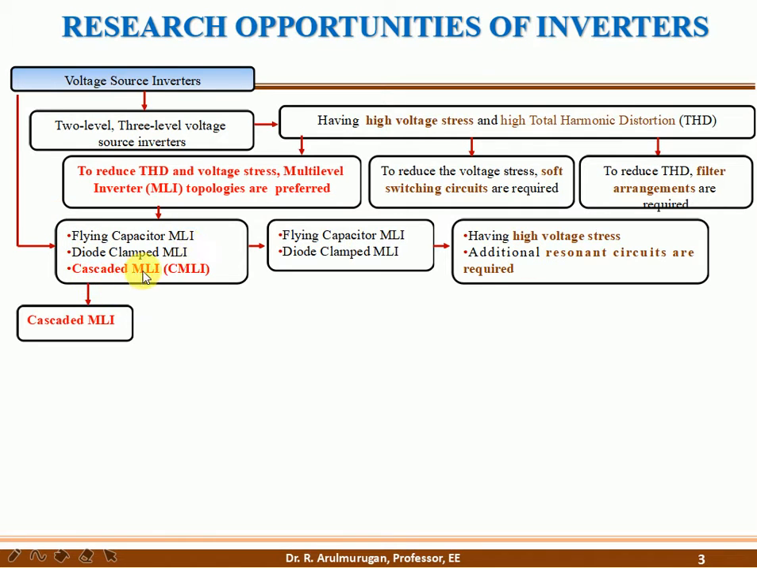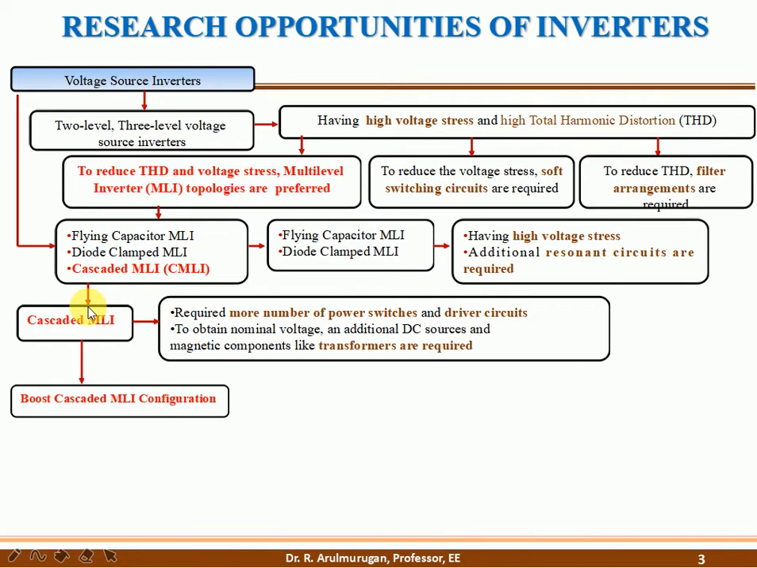Then the cascade multi-level inverter. Cascade means a series connection, so more switches are used to drive the circuits. It does not require any transformers. To obtain the nominal voltage, additional DC sources are needed, and magnetic components act as the DC source, working like the transformer method. So DC sources are needed.